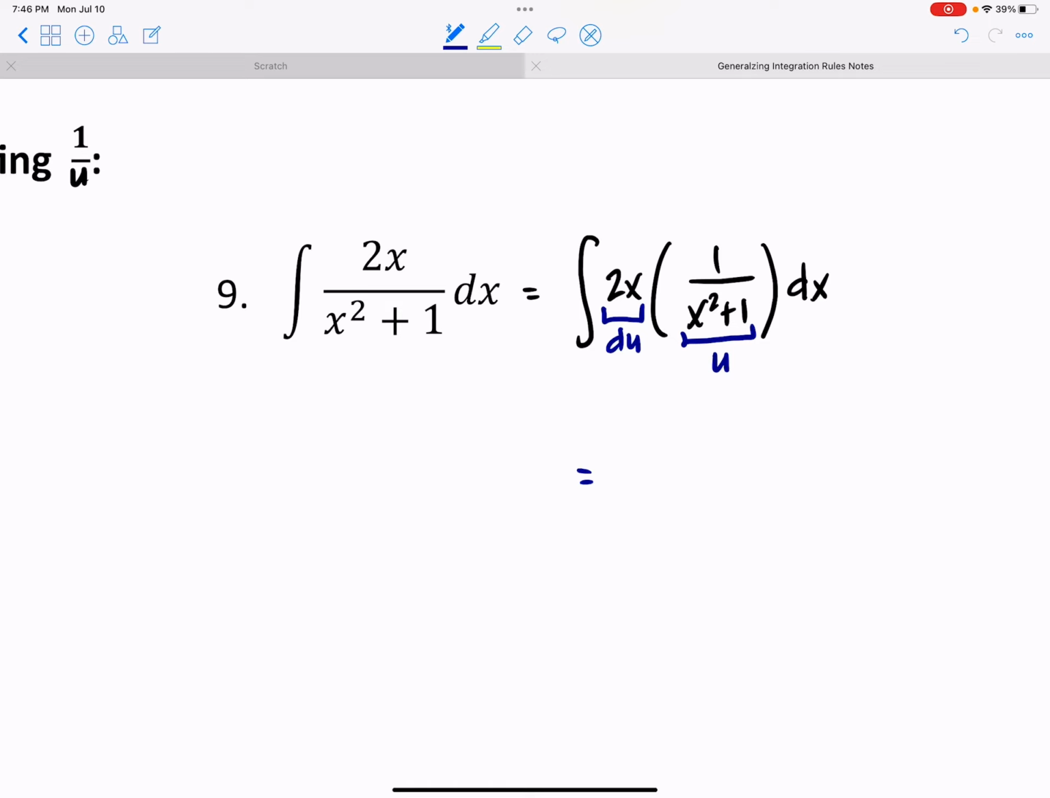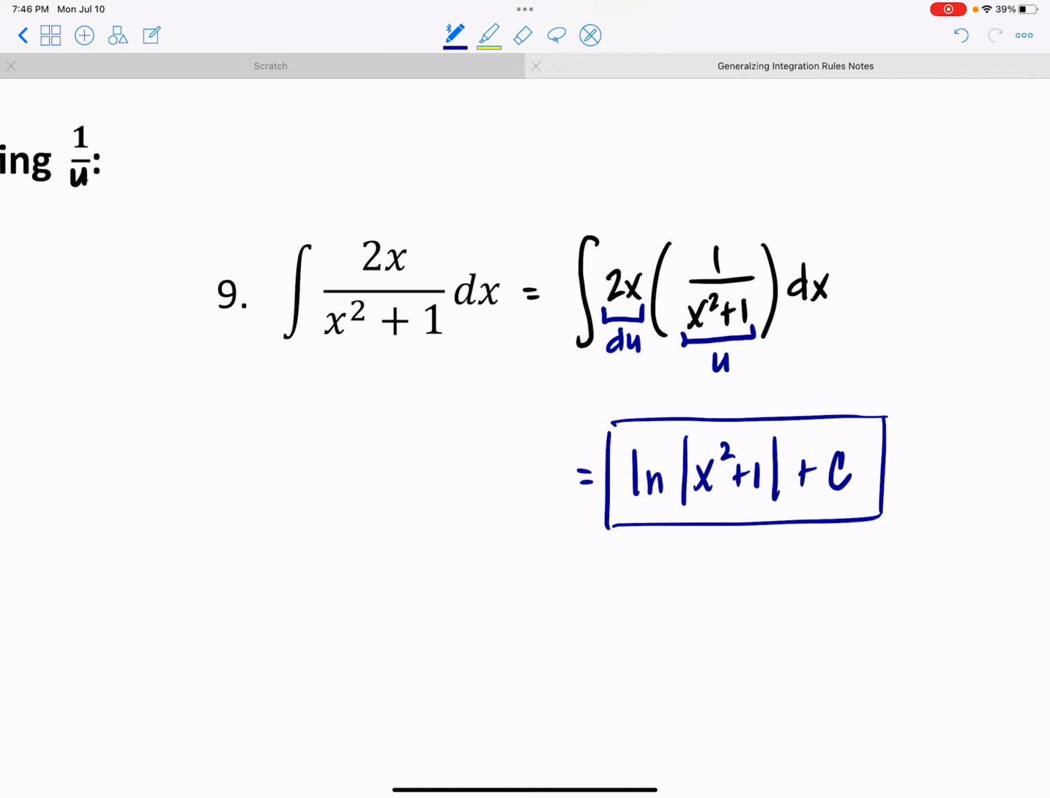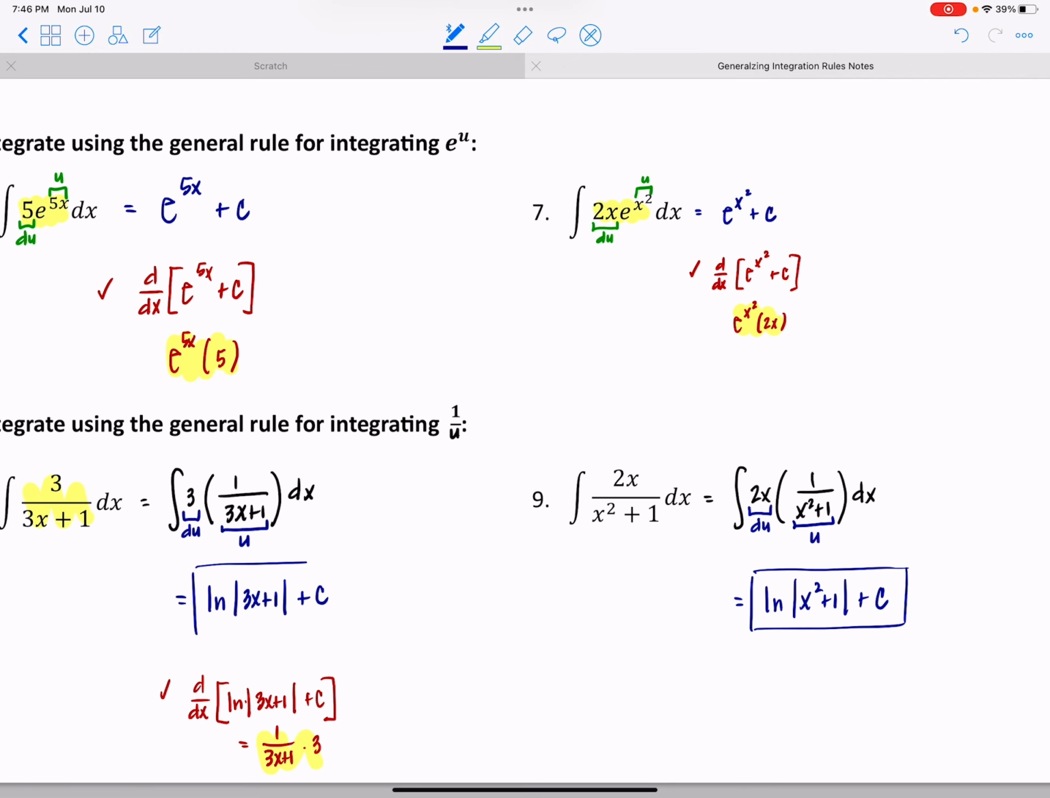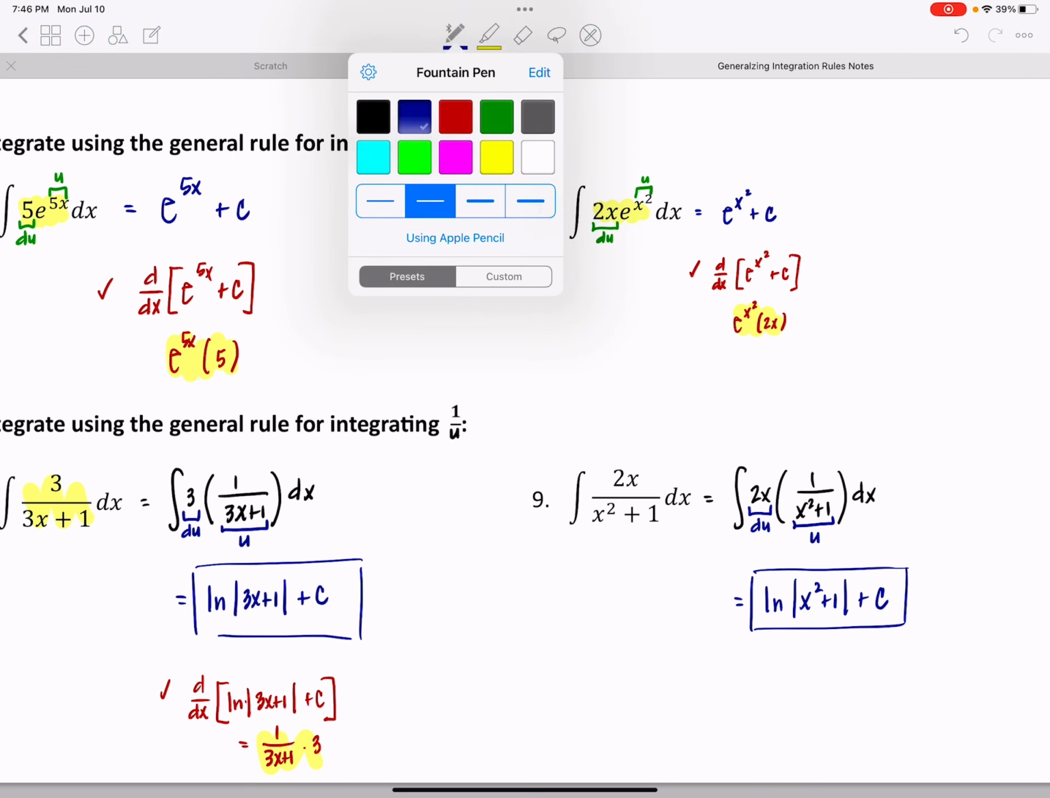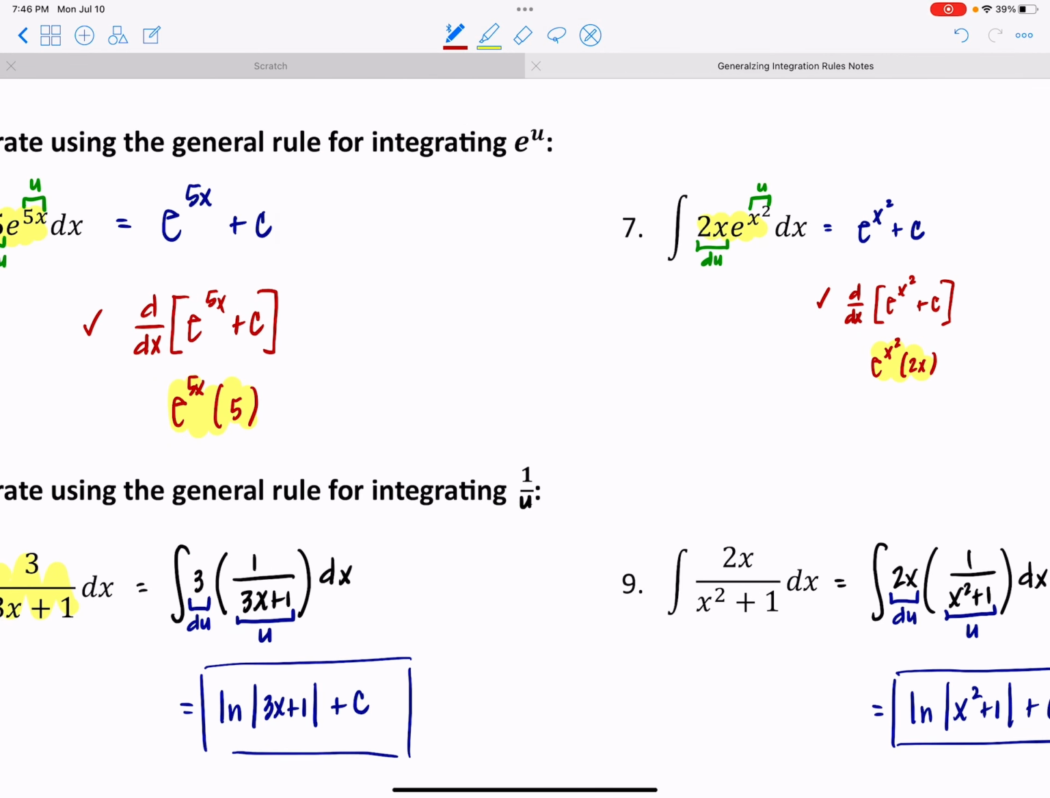And so this becomes the natural log of u, so this would be the natural log of x squared plus 1 plus c. And that's it. Done. Again, take the derivative if you want to verify your work, but I promise it's going to be right. And now I've got to box these in because somehow I started and then I stopped, and I've got to be somewhat consistent.